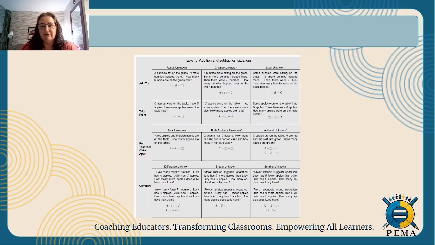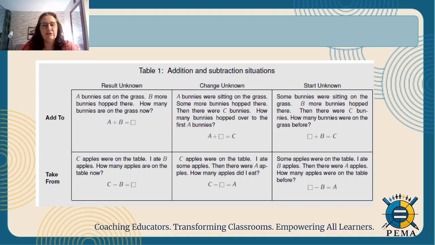This table can be found in the progressions documents. It also can be found in the Common Core standards and many state standards. There's a table for multiplication and division too. This one happens to be for the addition and subtraction situations. The first two rows on this table talk about add to and take from problems. Add to and take from describe what happens in the story.